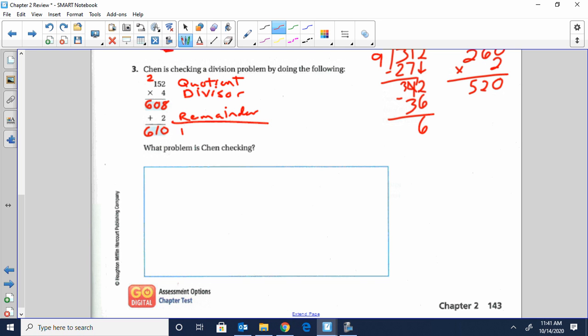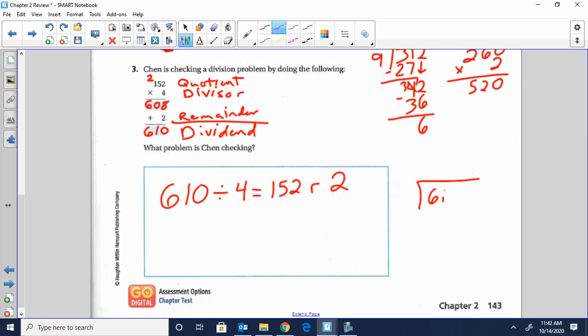And that always gives you your dividend. So the division problem that he is checking is 610 divided by our divisor, 4, is going to give us a quotient of 152 with a remainder of 2. Because if we set this problem up, 610 divided by 4 is going to give us 152, remainder 2.